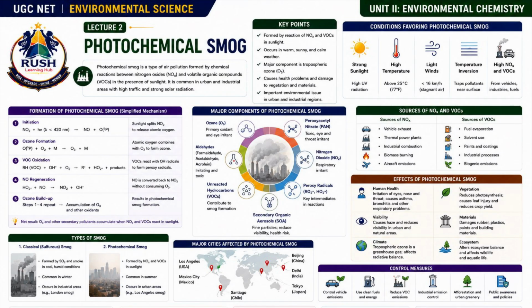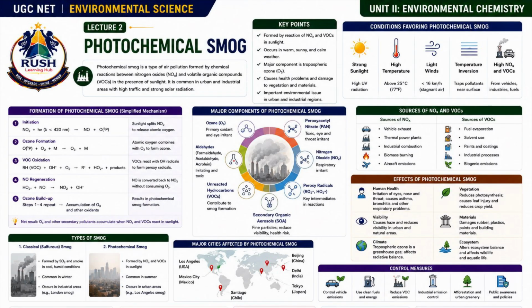Photochemical smog is also known as Los Angeles-type smog. Let's summarize. Photochemical smog is a secondary air pollutant formed through sunlight-driven reactions involving nitrogen oxides and volatile organic compounds. The major products include ozone, PAN, aldehydes, peroxy radicals, and secondary organic aerosols. Photochemical smog affects human health, vegetation, visibility, climate, and ecosystems. Understanding its formation and impacts is essential for air pollution control and environmental management.